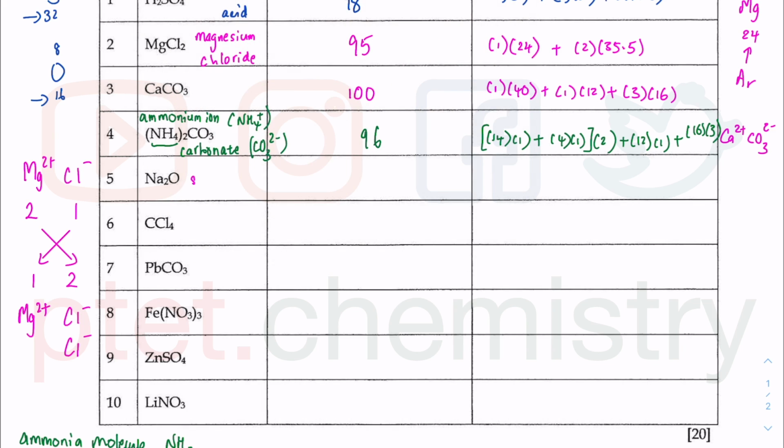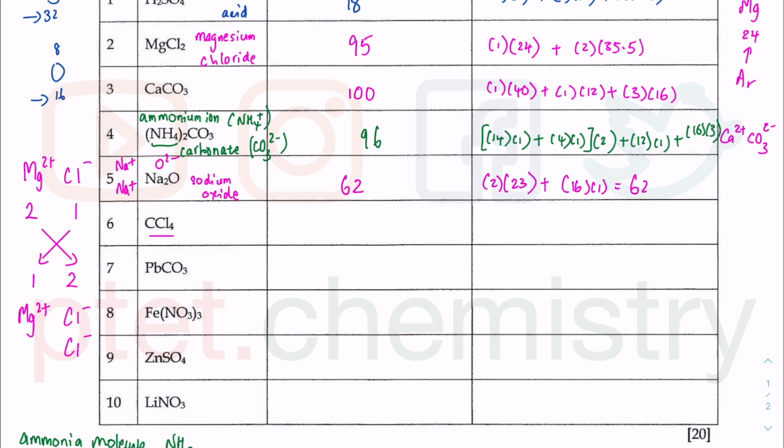This is called sodium oxide. Remember, oxygen in a compound with a metal. This is an ionic compound. It has got Na plus as well as O2 minus. In fact, it has 2 Na plus and 1 O2 minus. So 2 times sodium, 2 times 23 plus 16 times 1. Do not use the wrong value. Make sure you use the relative atomic mass. I get 62 there. Next one, CCl4.